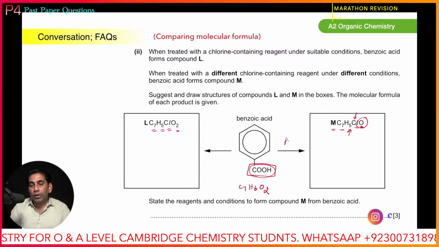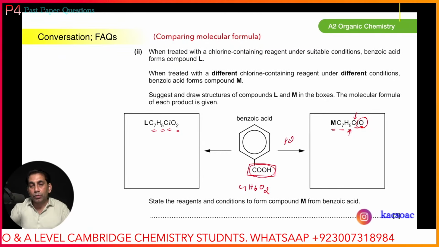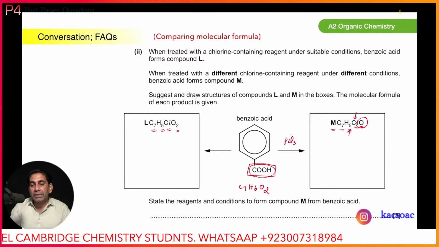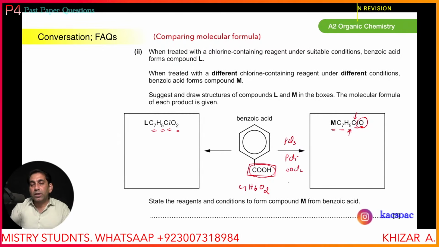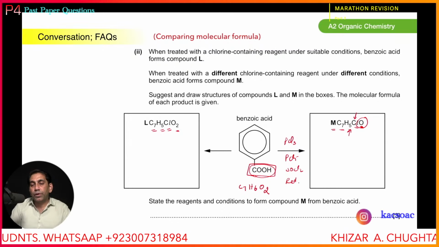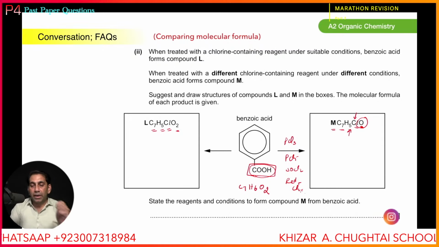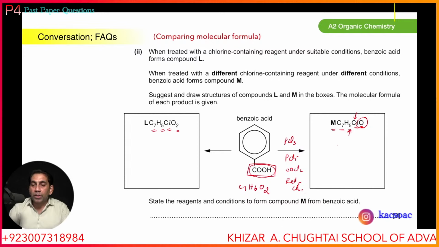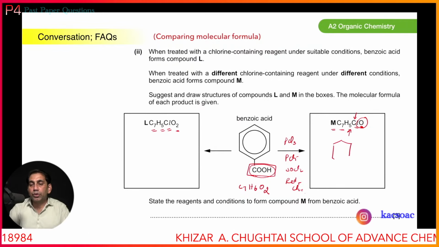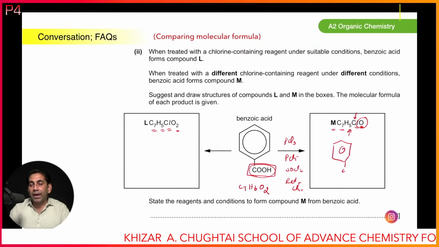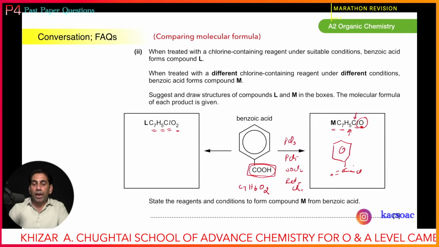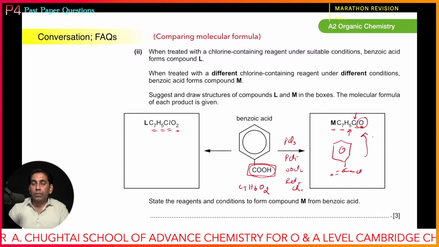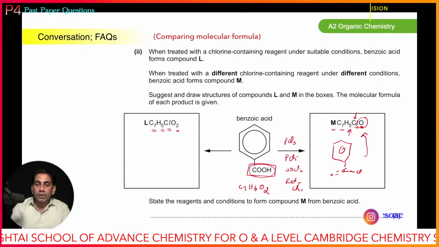So what we can do, we can introduce PCl3 or PCl5 or SOCl2 or red phosphorus plus Cl2 plus heat, etc. So there will be the substitution of the OH group by Cl. This is the compound M formed, and here is its formula. Now come toward this one.